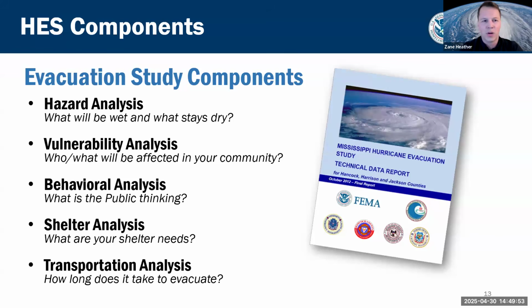Hurricane evacuation studies are comprised of 5 component analyses that are comprehensive in their nature and build off each other. The first one is the hazard analysis, essentially what will be wet, what stays dry, what sorts of threats and hurricane hazards impact a specific jurisdiction. The next one is the vulnerability analysis. Of these areas that are exposed or threatened by hurricane hazards, what are the vulnerable populations or exposed populations, as well as exposed infrastructure, both critical infrastructure and transportation infrastructure.